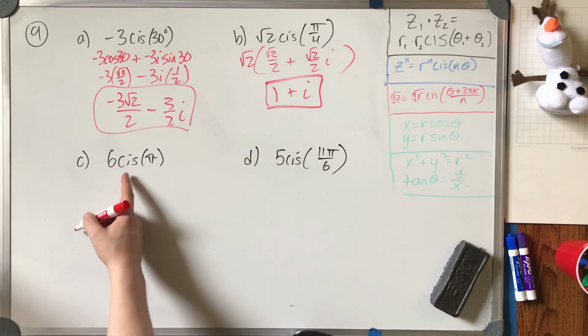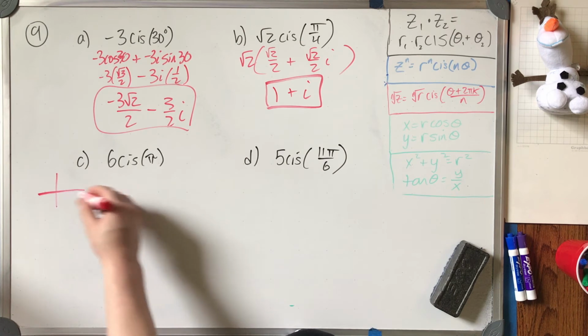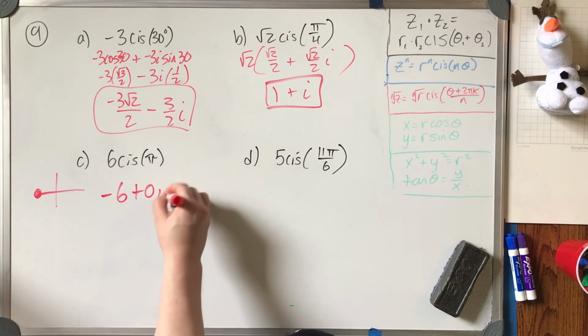When I'm over here, we could do it out that way. I find it easier with quadrantal angles to just graph it, so this is going to be over here, so I recognize this as negative 6 plus 0i.